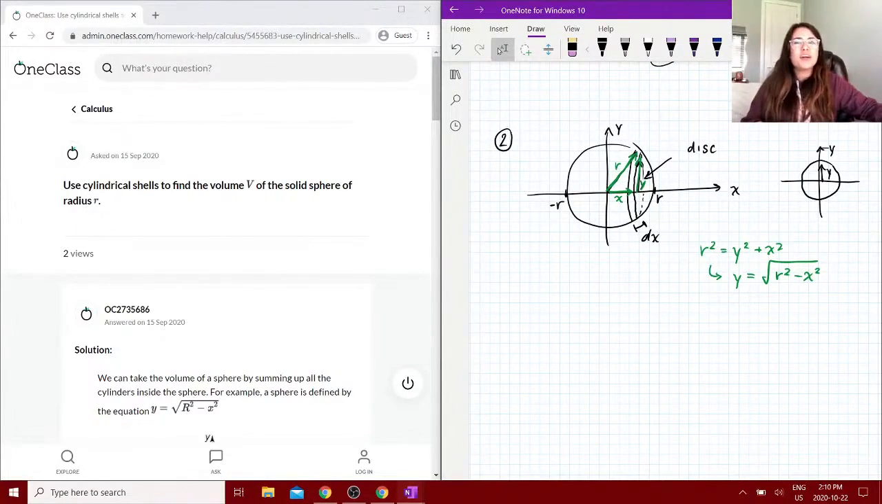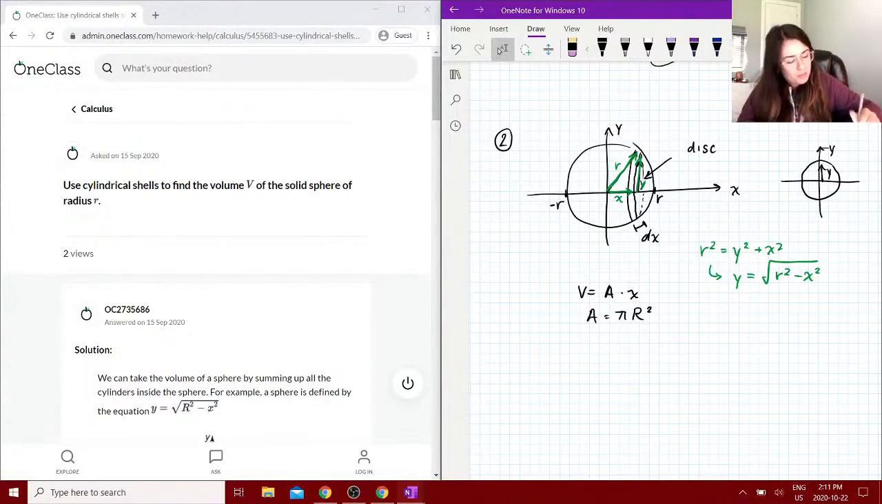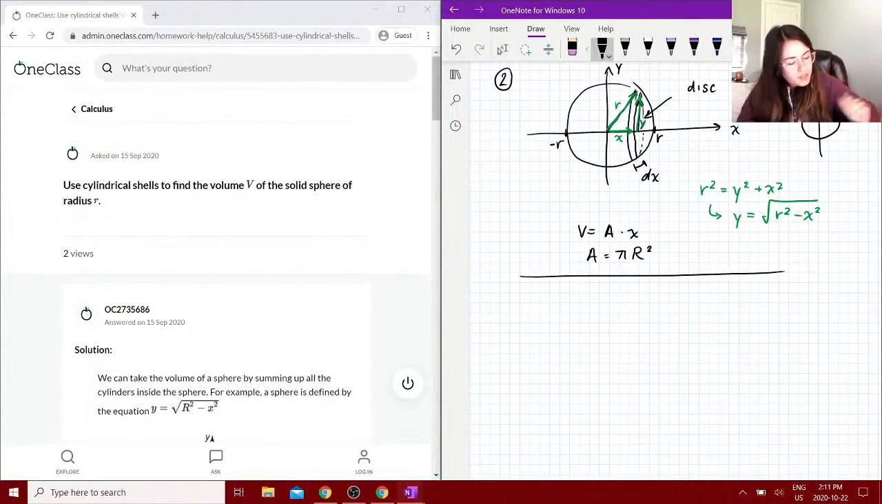Okay, so let's start with looking at this singular disk. We know that the volume of a cylinder is V equals the area times a thickness, okay? And we also know that the area is equal to pi r squared. I don't want you to confuse that r with the r that we're talking about here. In our case, we're going to think of this a little bit differently, okay?